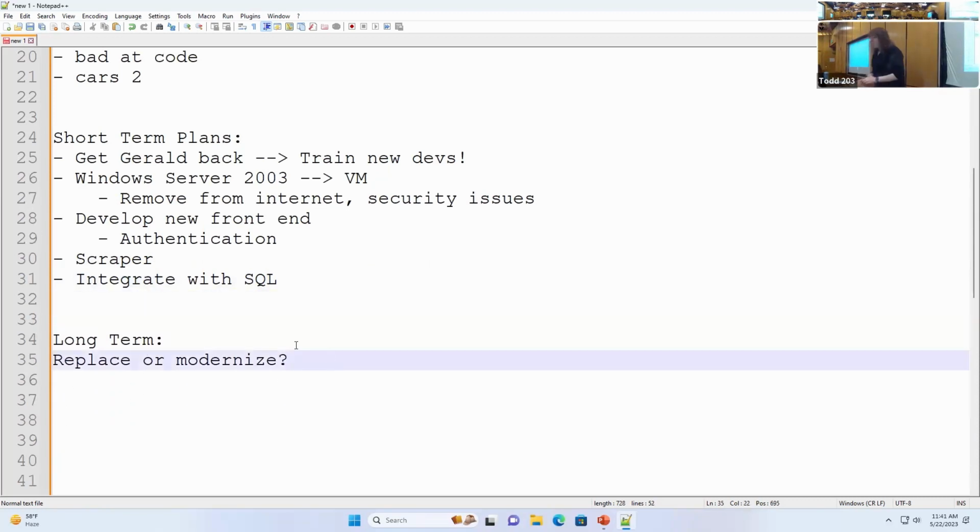Thinking long term, do you think it's a better option to replace or modernize? How many people would try to replace it long term? Right. How many people try to modernize it? Let's go with the modernization.